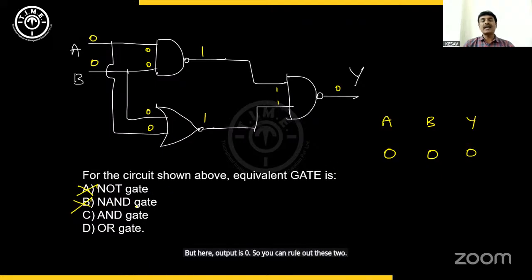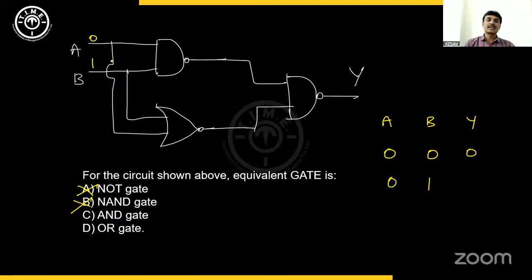Now is it AND or OR? Let us try with another combination which decides the answer, which is 0 and 1 combination. If it is AND gate, you get 0. If it is OR gate, you will get 1 here. Let us check that one.